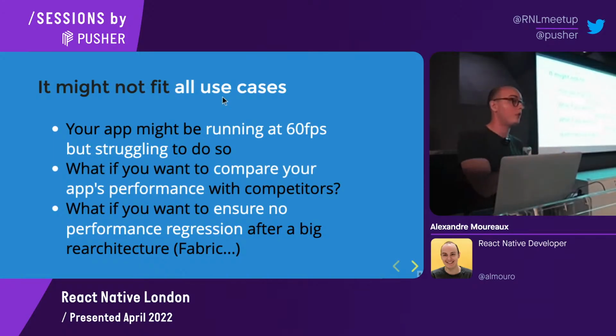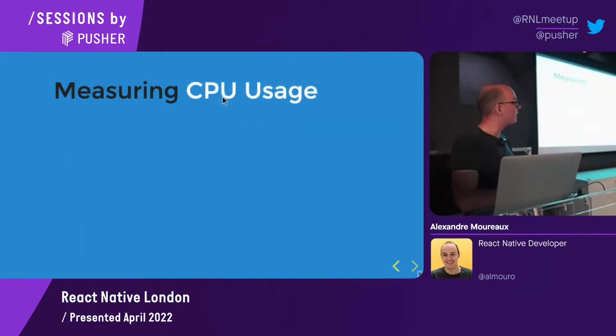if you want to check before Fabric and with Fabric, this method of testing might not be right, because maybe the JS thread is going to be better, but maybe some other stuff that doesn't appear in the measures before have become worse. So what I really like to do, very simply, is measuring CPU usage.